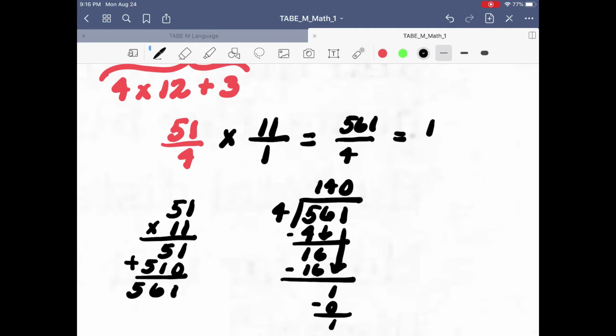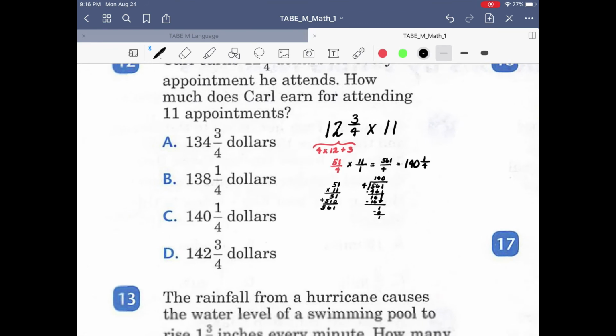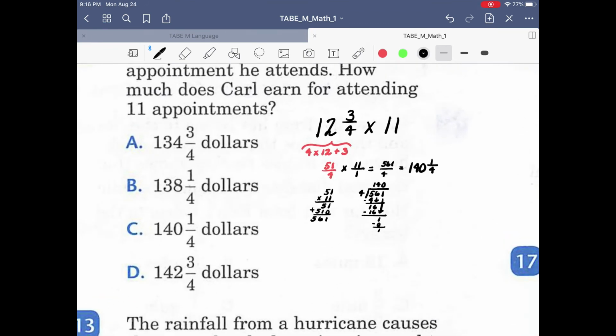So this comes out to be 140 with 1/4 left over. And sure enough, that's the answer I'm looking for. 140 1/4 is C. It's always nice when the answer's there, isn't it?